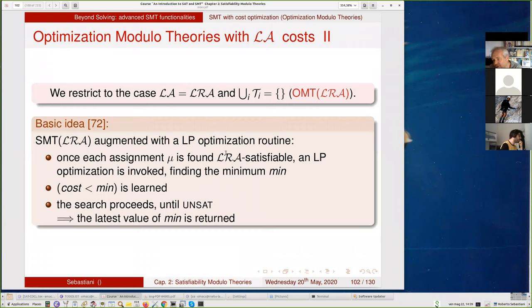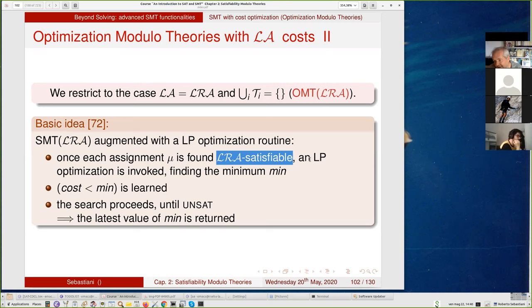Suppose that inside the SMT solver, you have a linear programming optimization, which is able to find the minimum value of a conjunction of elements, for instance, linear arithmetic. Think about how an SMT solver works: once each truth assignment is found satisfiable in linear arithmetic, you invoke an optimizer, for instance, linear programming. In SMT, you have this for free because remember that the simplex is an optimization algorithm, even before being a solving algorithm.